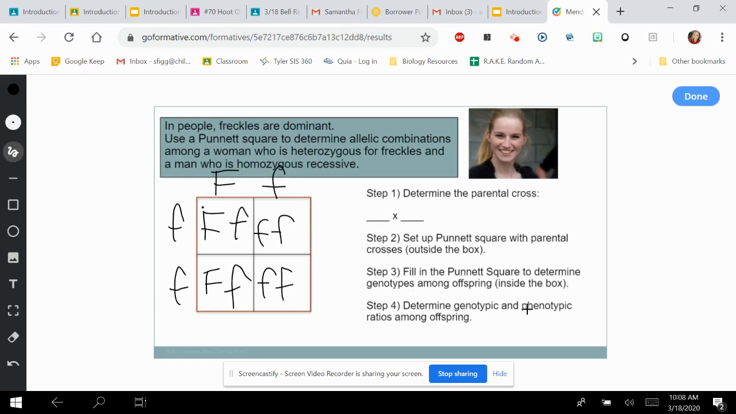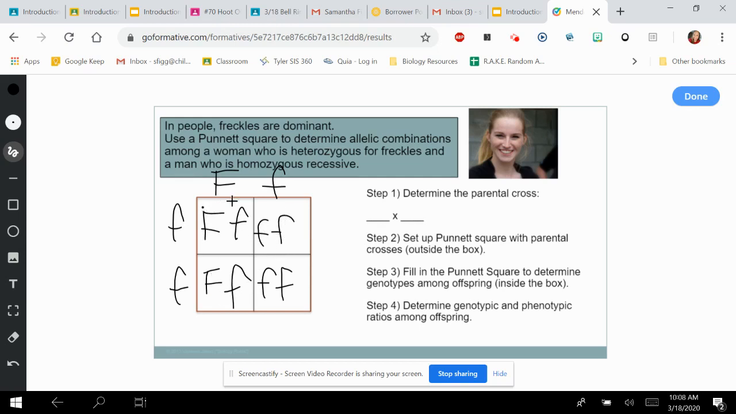So then it says to determine the genotype and phenotype ratios of the offspring. So you have 50% of your offspring are heterozygotes. They have big letter, little letter. And then 50% of your offspring are homozygous recessive. They have little letter, little letter.